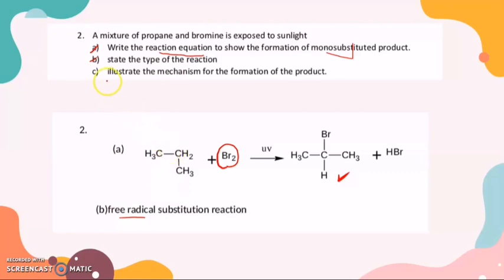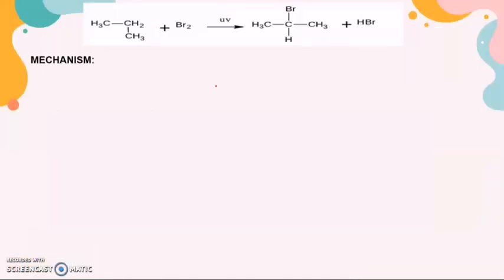Now let's go to C, illustrate the mechanism for the formation of the product. So we know this is free radical substitution, so the mechanism involves 3 steps. Let's go to the first step, the initiation step. So class, the initiation step involves the halogen in the presence of UV. So how to write the first step?